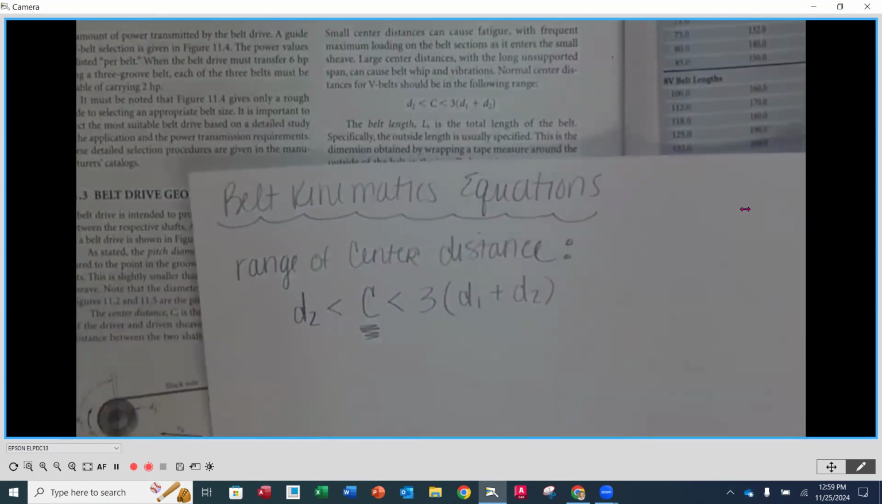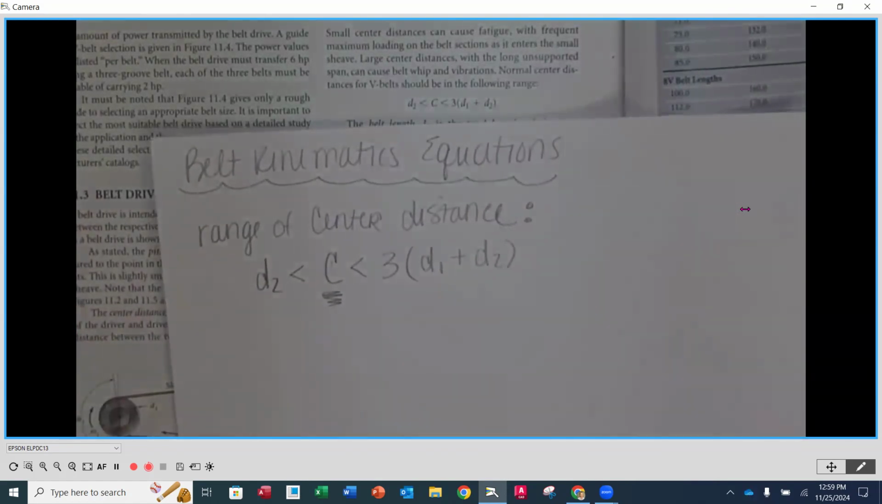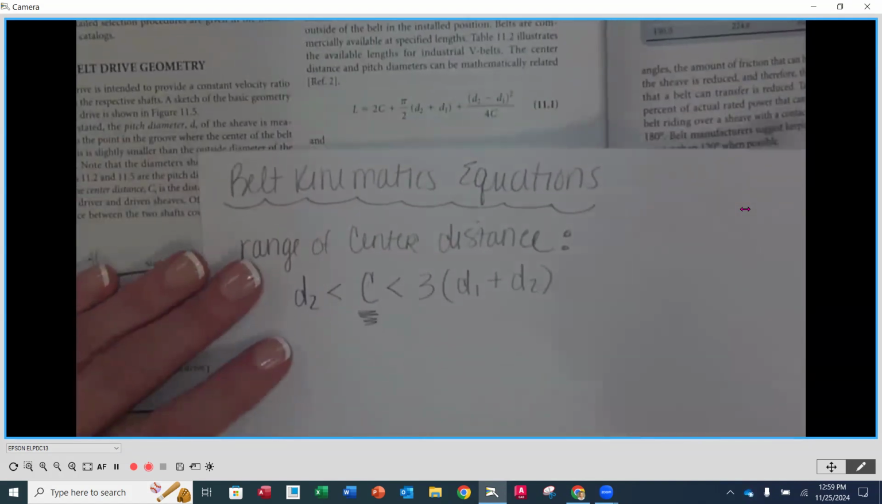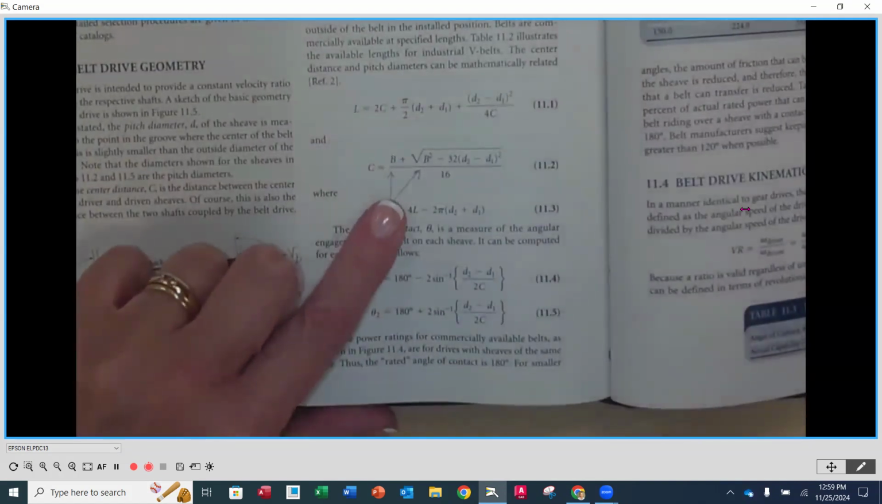Center distance is going to be a little bit of a strange thing for us, because in the applications that we have, it may or may not give us a range where we have to have our center distance. So we might have to just pick one. In some applications, it may give it to us. When you're out in industry, you'll know the space that you have to work within, so you'll be able to give a better number for center distance. Now, the next one here, if we want to calculate our center distance.